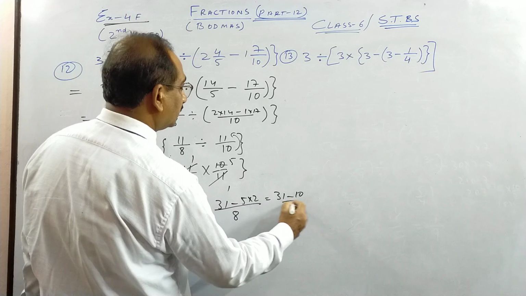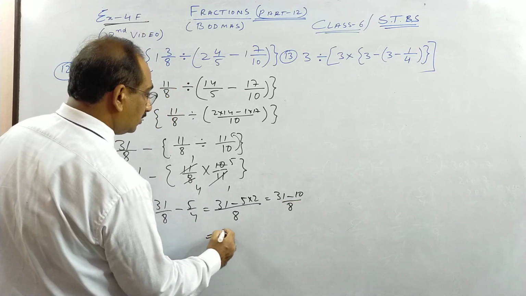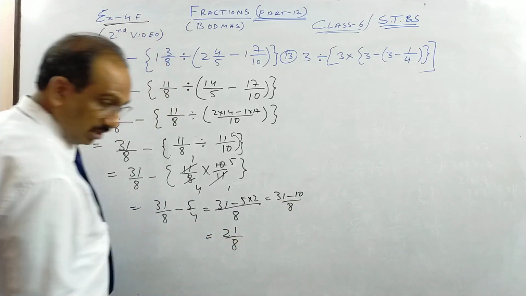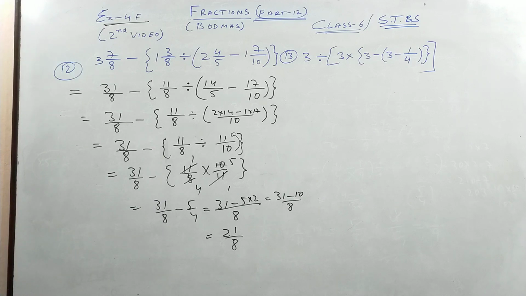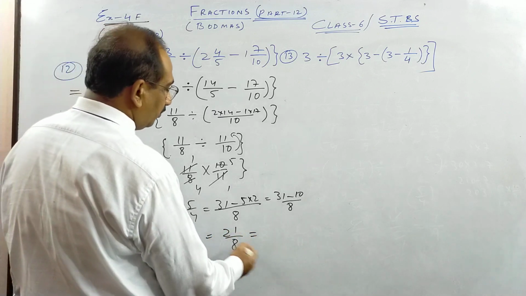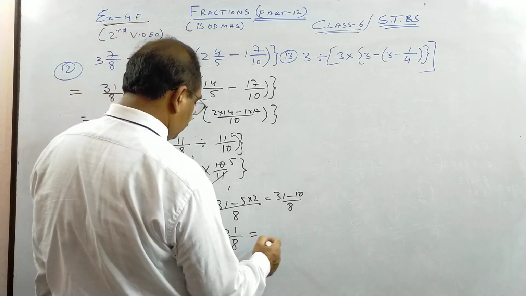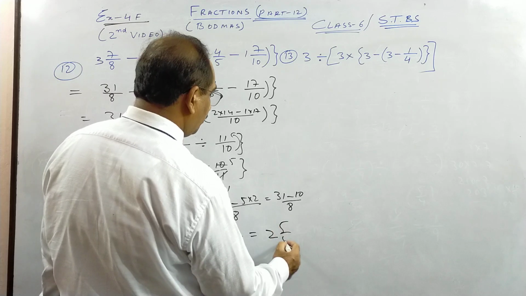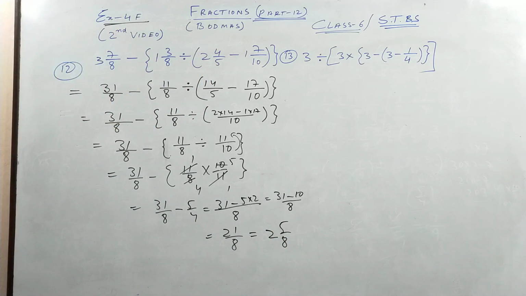So what we get is 21 by 8. So if you see, this, if you convert to mixed fraction, 8 2s are 16, 5 by 8. So your answer is 2, 5 by 8.